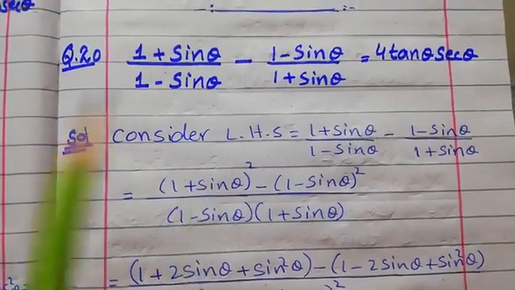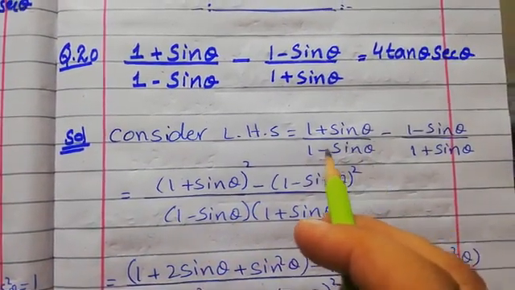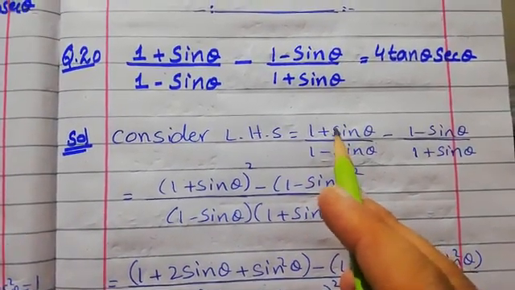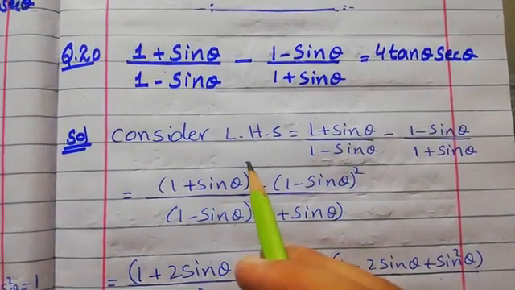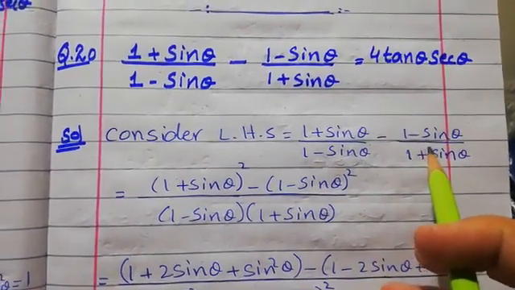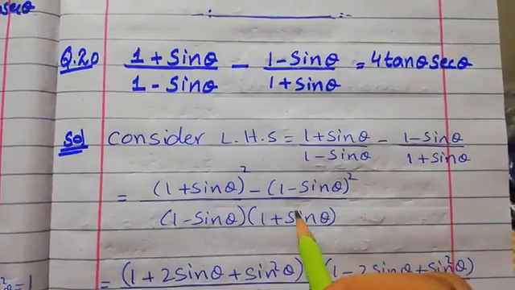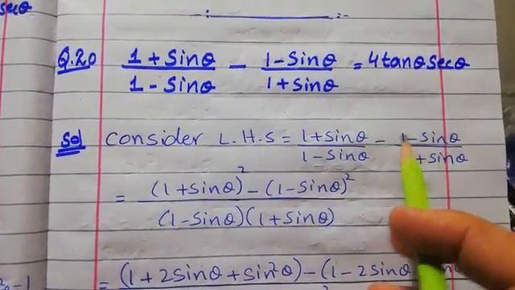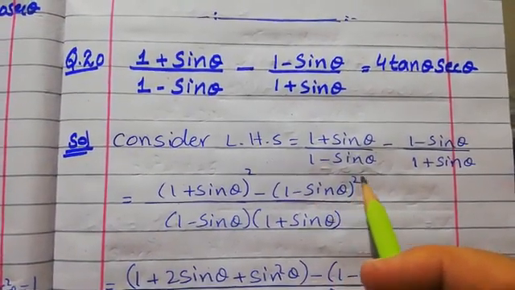And once again, according to the LCM method, 1 minus sine theta will be cancelled by 1 minus sine theta, and this one will be multiplied by the numerator, and then we get (1 plus sine theta) whole square minus, then moving to the next fraction, 1 plus sine theta and 1 plus sine theta both will be cancelled, and this 1 minus sine theta will be multiplied by 1 minus sine theta, and after that we get (1 minus sine theta) whole square.